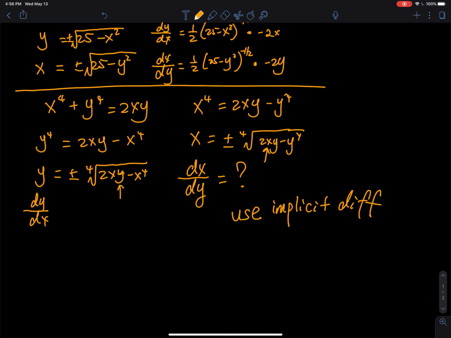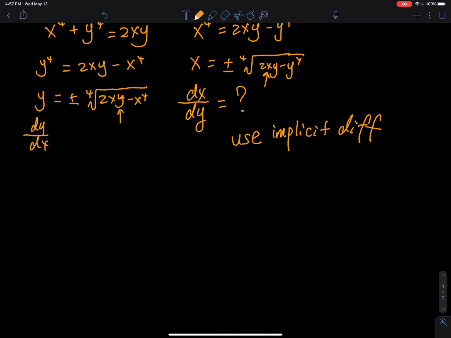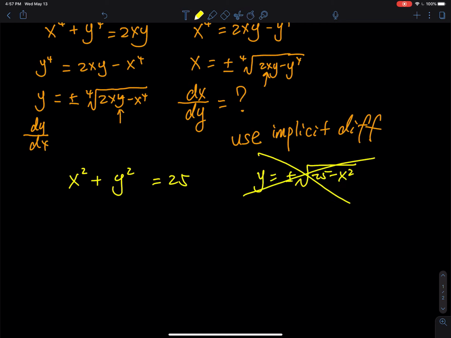So let me give you a very basic example. I am going to use the equation of a circle. Let me switch to yellow. So I have x squared plus y squared equals 25. I know it is possible to put y on one side, so you can have y equals plus or minus the square root of 25 minus x squared. But we are not going to consider this step at all. I will just go ahead and take the derivative on both sides with respect to x.